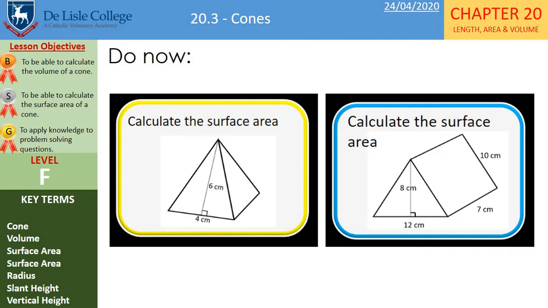If you could rule off where you got to last lesson, please write today's title and the date, and then just have a go at the do now tasks. One is directly related to last lesson, so surface area of the pyramid, and then surface area of this prism. Please pause the video as you do this. Brilliant, well done. So if all is correct, you should have 64 centimetres squared and 320 centimetres squared.